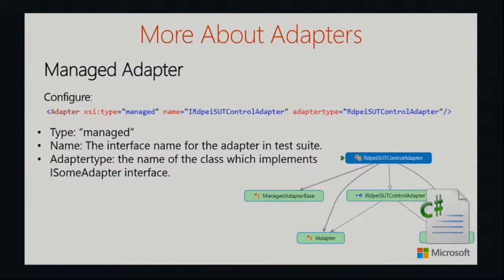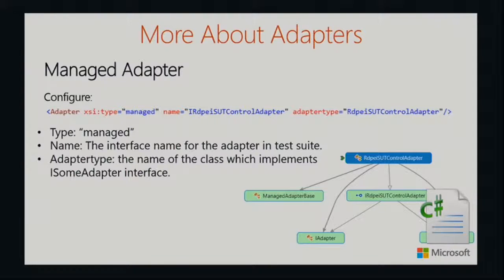The third adapter is a managed adapter. In this case, the type is managed, the name is the interface name, and the adapter type is the class name which contains the adapter. In this case, our class name is the RDP EI SUT control adapter. It's a protocol, the RDP EI protocol. So in this class we have the IRDP EI SUT control adapter. That is the adapter name, and then we can implement all of the methods in the C# code.